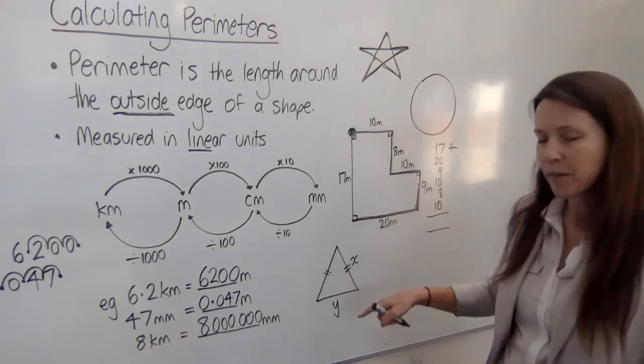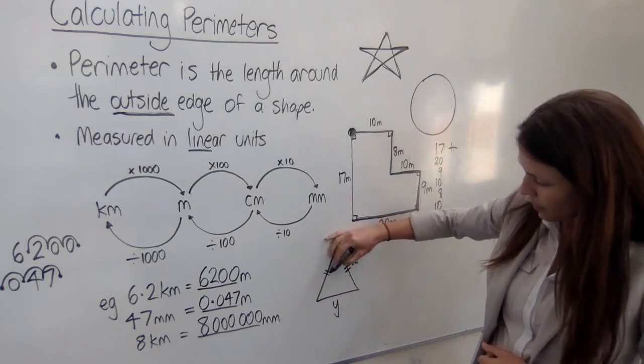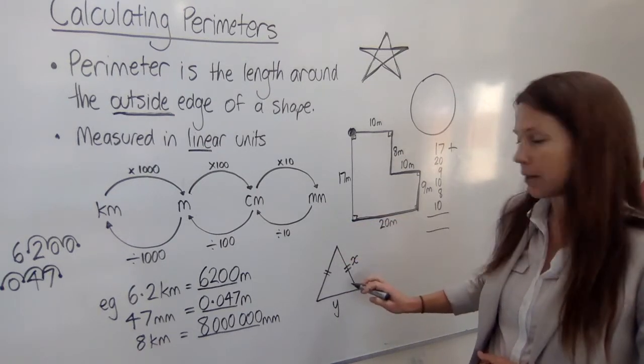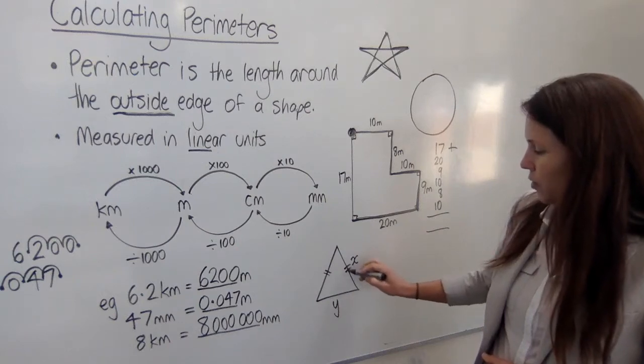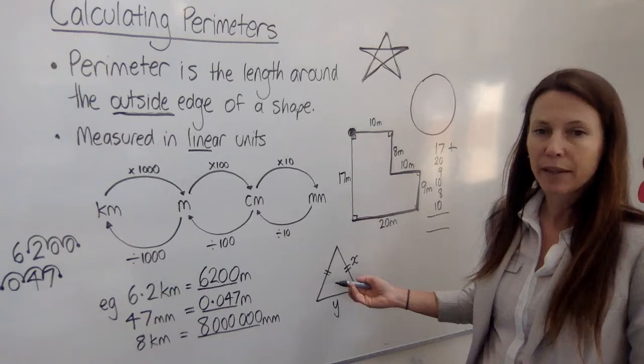Now the only other tricks that you might come across is shapes where you don't know how long something is, but it's got these symbols on it. Now, two symbols, 2 dashes and 2 dashes, that means that those 2 lengths there are the same length.